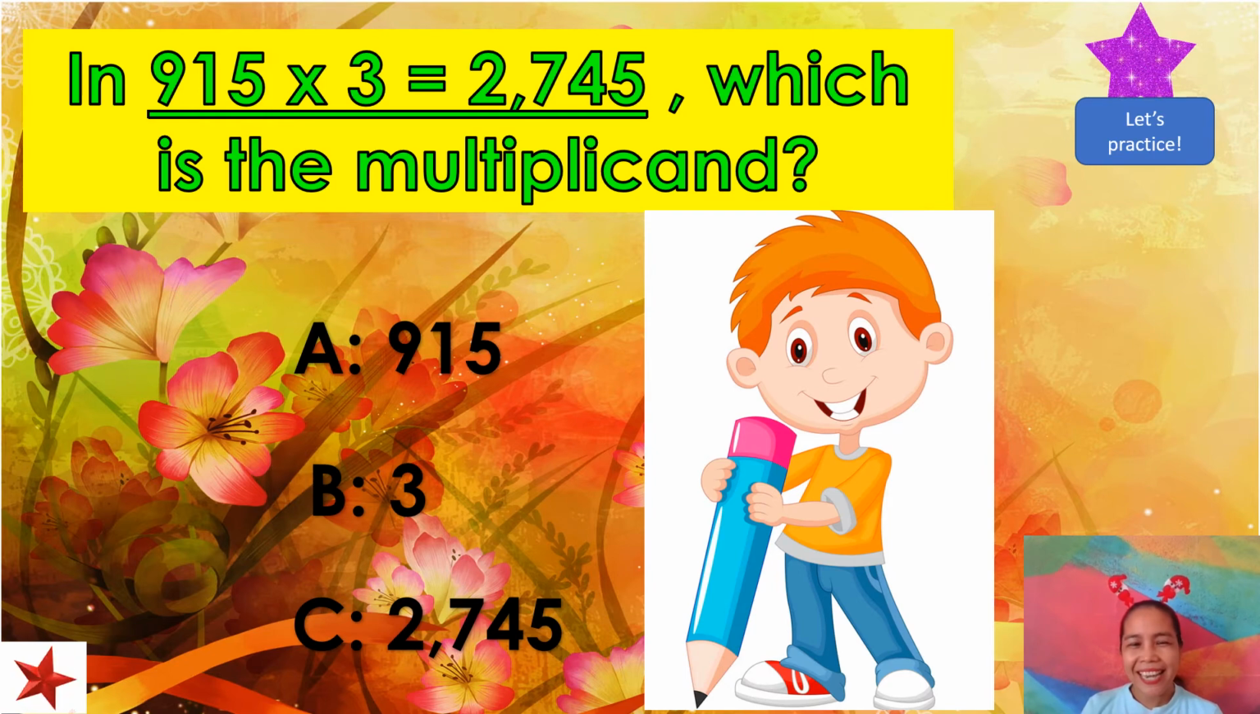Let's practice, kids. In 915 times 3 equals 2,745, which is the multiplicand? You choose A, B, or C. What's your answer? The correct answer is A, 915.